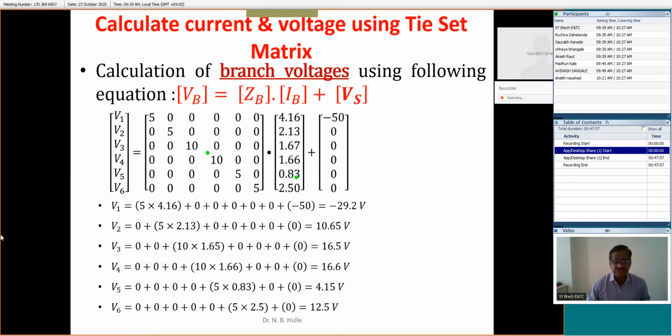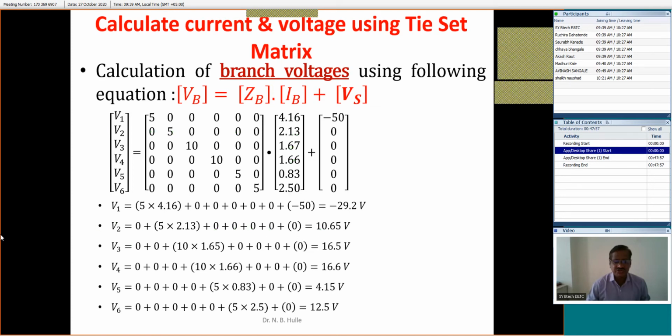Similarly, if we are finding the voltage V2 across the second branch, this V2 is equal to 0 into 4.16, which is 0. This 5 into 2.13 is this value. Then 0 into this value is 0, 0 into this value is 0, 0 into this value is again 0, and 0 into this value is another 0. Plus the second element, which is again 0. It is the multiplication of 5 into 2.13, which is nothing but 10.65 volts, the value of V2.